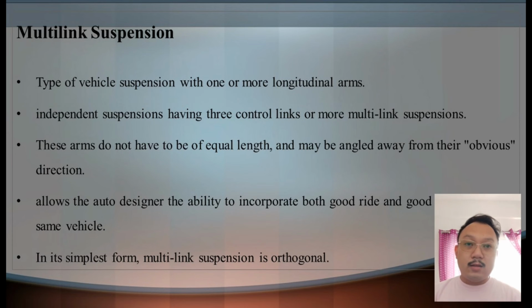Meanwhile, multi-link suspension is an independent suspension having three or more controlling arms. These arms do not have to be equal in length or may be angled in their own direction. So it allows car designers the ability to achieve both good ride and good handling in the same vehicle. And we also know the simplest form of multi-link suspension is orthogonal.